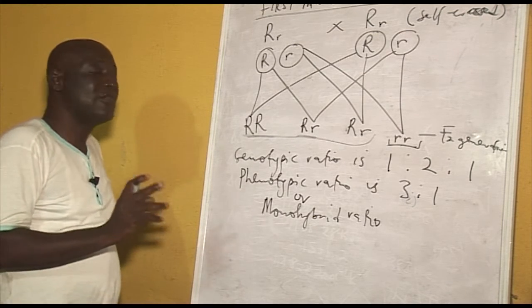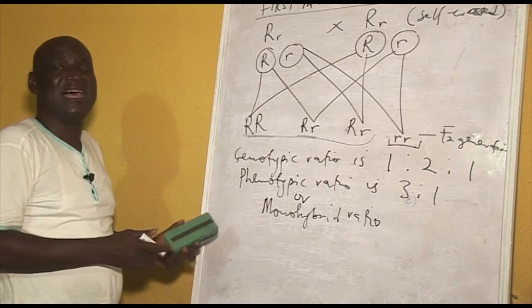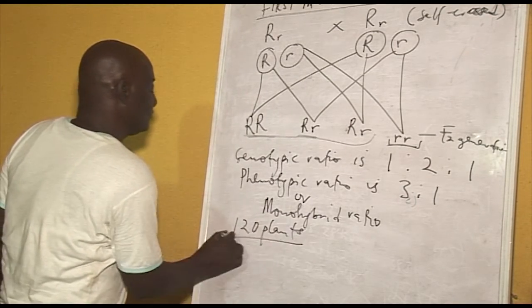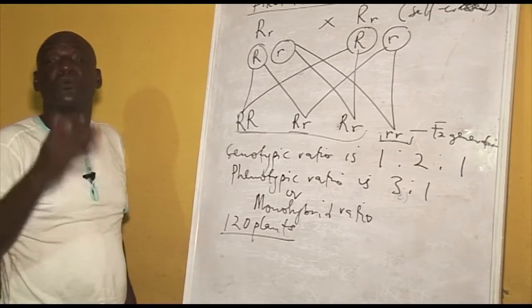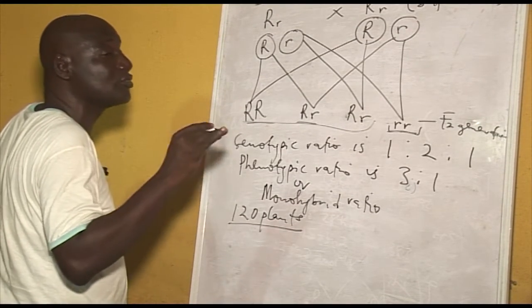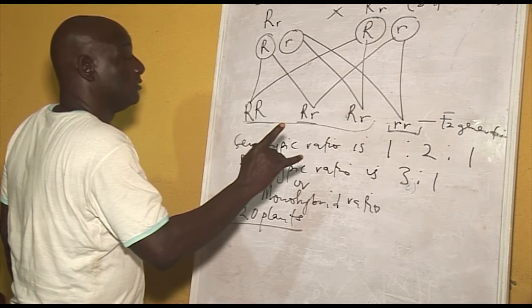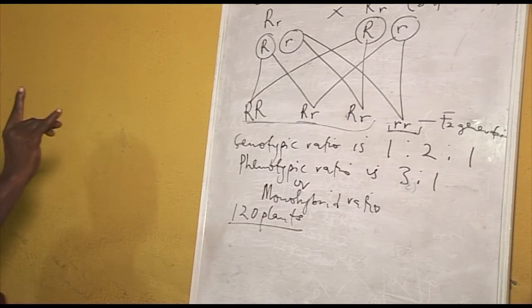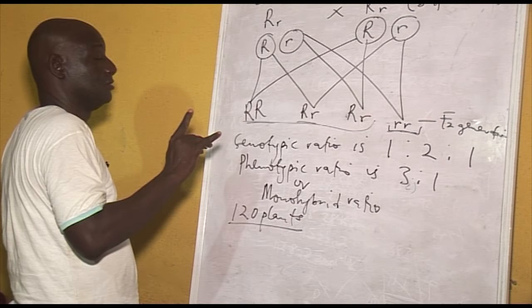Now, they can give you a calculation under this. Let's say, for example, you are told that there are 120 plants. From these 120 plants, how many of them will produce red flower? How many will produce white flower? Now, to know the number of plants that will produce red flower, from the phenotypic ratio that we have, three will be red and one will be white.